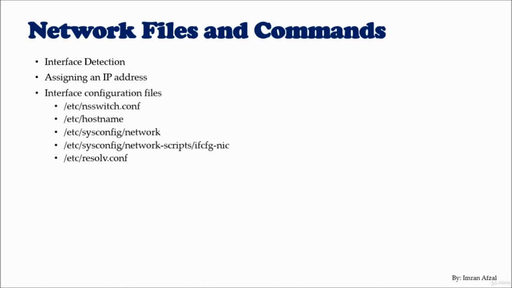The interface configuration files are, the first one is the /etc/nsswitch.conf file. This file is located in every Linux distribution. In fact, all these files that I'm going to talk about will be in your Linux system. So the first one is nsswitch.conf, which tells the system where it should resolve its host name to IP address. So let's look at our Linux machine, and then we will find out how to read these files.